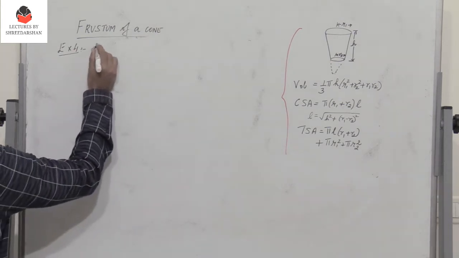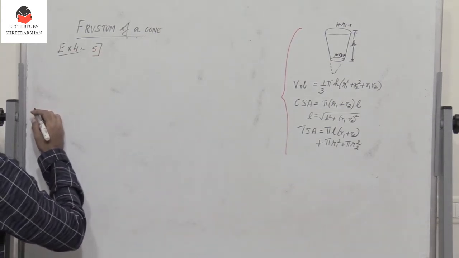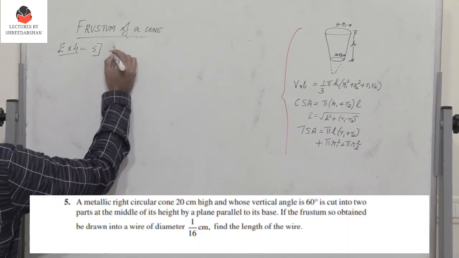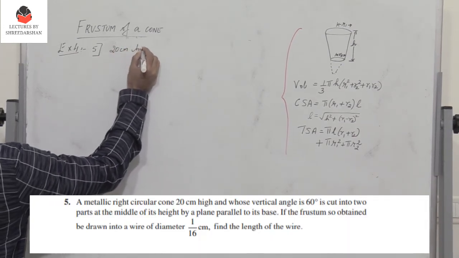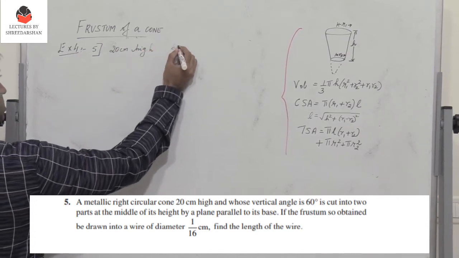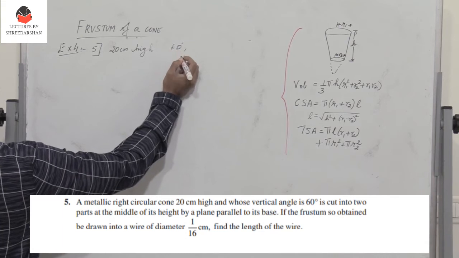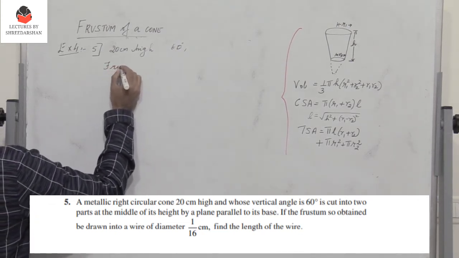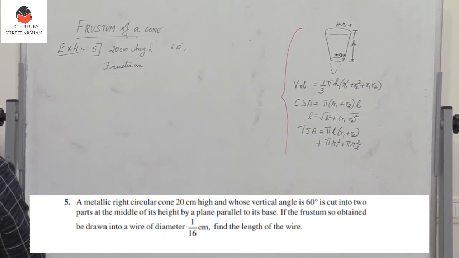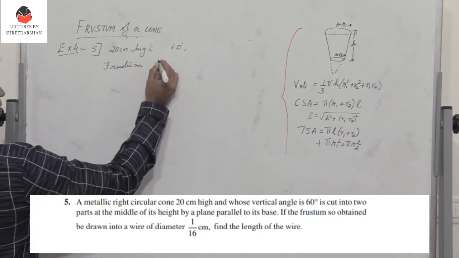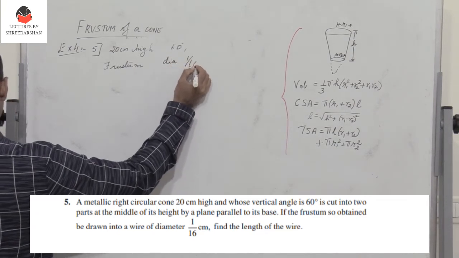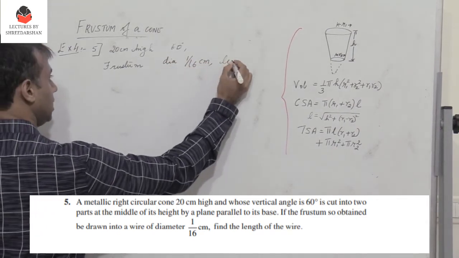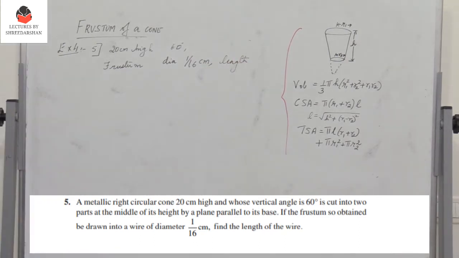Problem 5 is a very interesting problem. It states that a metallic right circular cone, which is 20 centimeters high and whose vertical angle is 60 degrees, is cut into two parts at the middle of its height by a plane parallel to its base. If the frustum, which is so obtained, is drawn in the form of a wire of diameter 1 by 16 centimeters, find the length. We need to find the total length of the wire. So this is a very interesting problem.